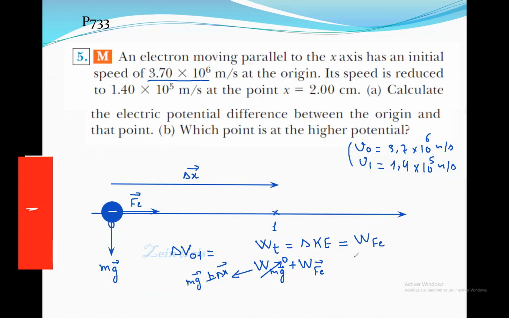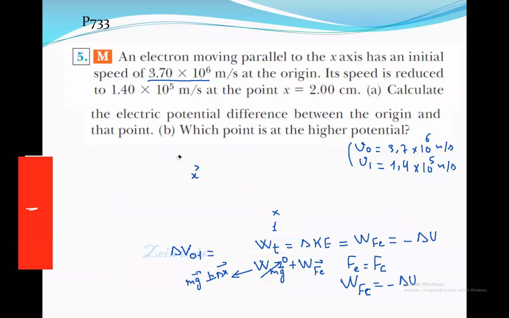You know, Fe is a conservative force. And the work of a conservative force equals minus delta potential energy. So we can write here W of Fe equals minus delta potential energy. Okay, now we know the relation. We can solve the problem.